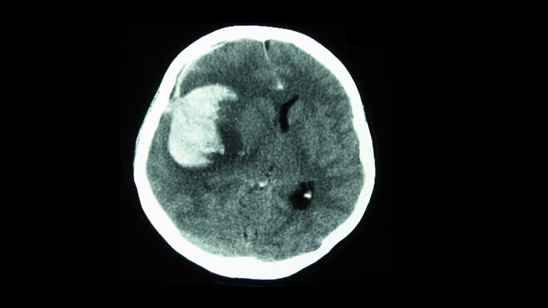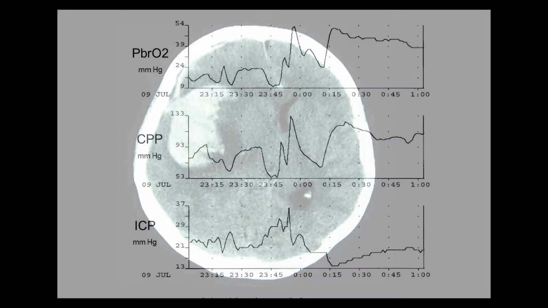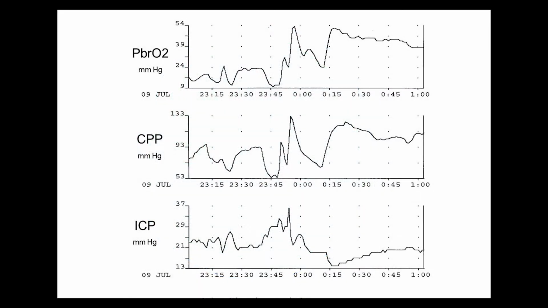This was a poor grade subarachnoid hemorrhage patient with a large space occupying clot in the sylvian fissure. Patient had the aneurysm clipped, was decompressed, and we put one of our very first LICOX sensors into the right frontal lobe of the brain. What I want to draw your attention to is you see the PbTO2 up on top kind of bouncing up and down. And that's measuring brain tissue oxygen in the brain.